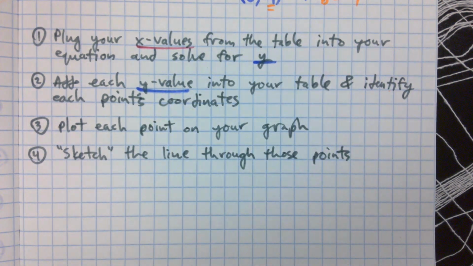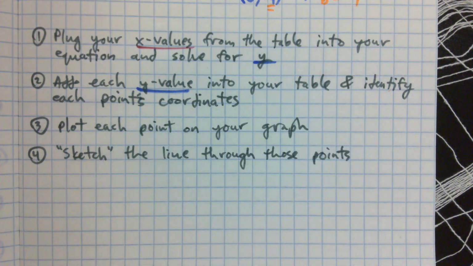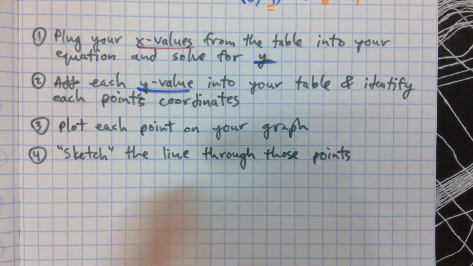And finally, once we have all 5 or 4 or 3 of our points on the graph, however many you get in the table, you just have to sketch the line through those points. Now, the reason why I use the term sketch instead of saying just draw the line is because on your state test at the end of the year, they're going to be using this term a lot. Sketch the line. That just means draw the line. Okay?